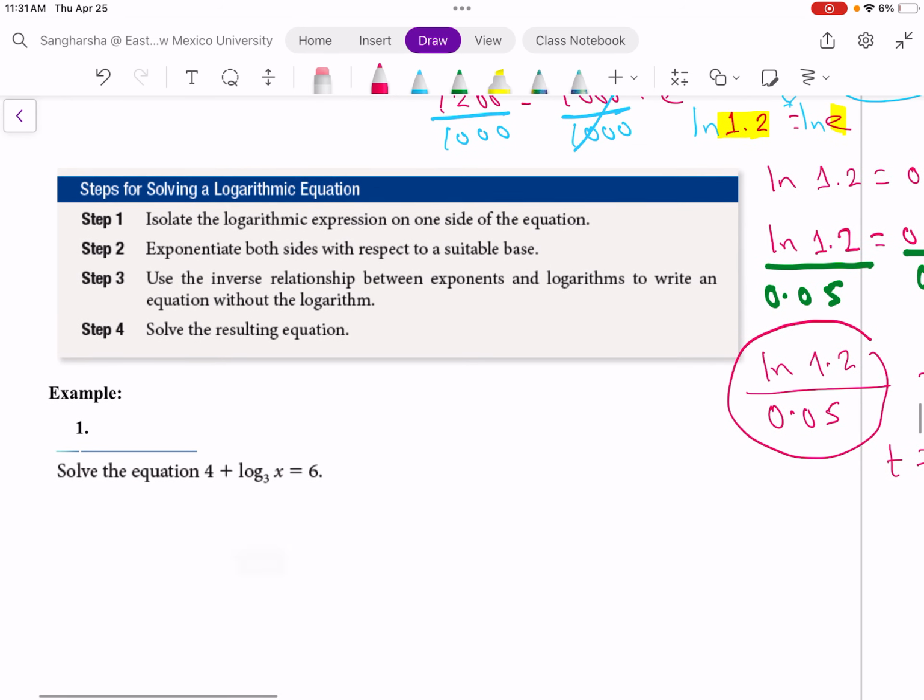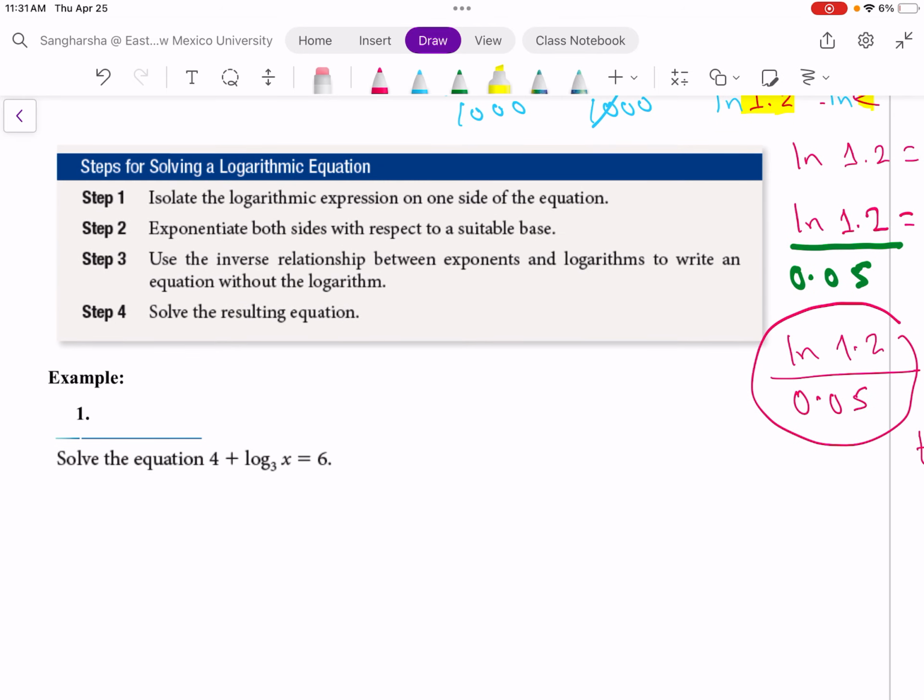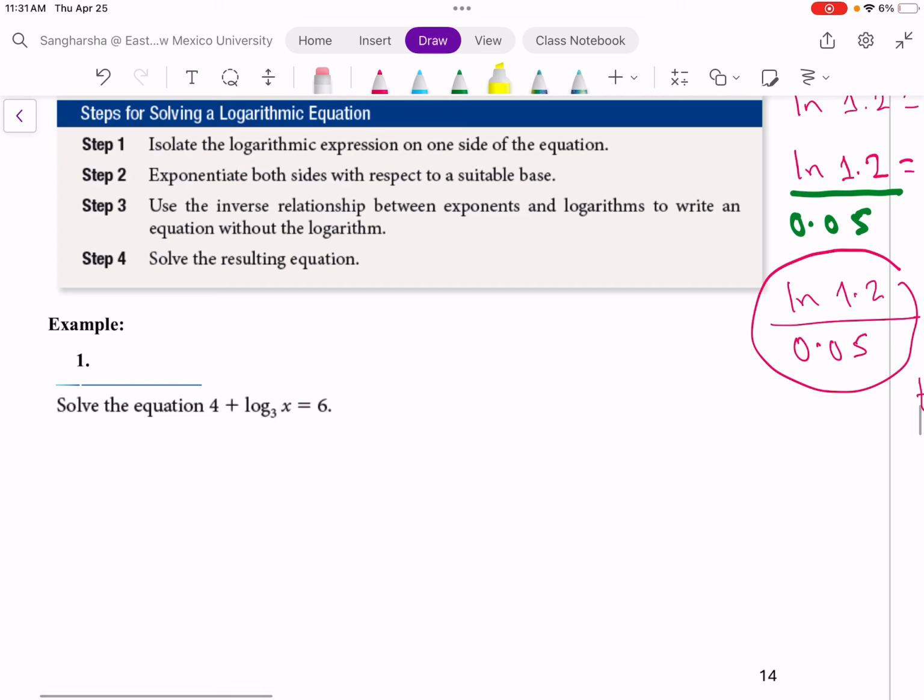So we have 4 steps here. The very first step is to isolate the logarithmic expression on one side of the equation. It means we are writing every log expression on one side and the constant or other expressions on the other side. In number 2, exponentiate both sides with respect to a suitable base. Okay, let's go to the example and we'll see these steps.